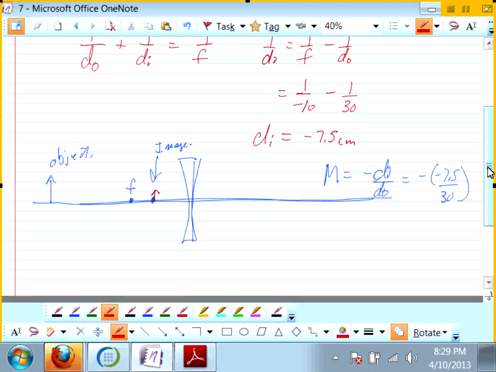Draw a ray from the top of the object parallel to the axis. And then, of course, the ray is going to diverge as if it came from the focus. Ray parallel from the top, and then it goes out as if it came from the focus. A little bit off there. And you trace it backwards. Now you need a second ray, which comes from the top of the object and goes straight through the center of the lens.